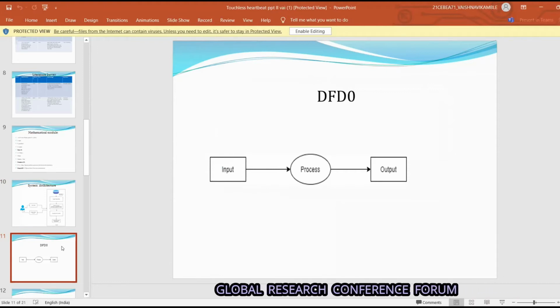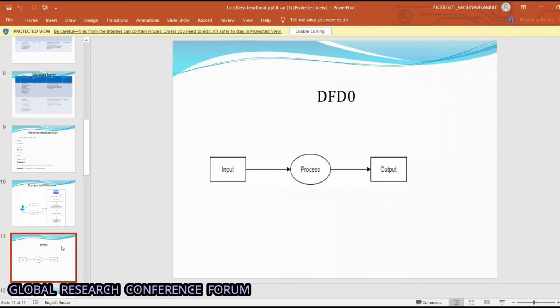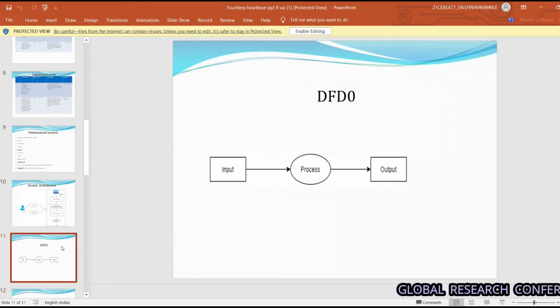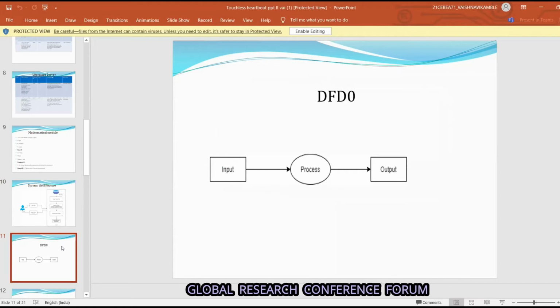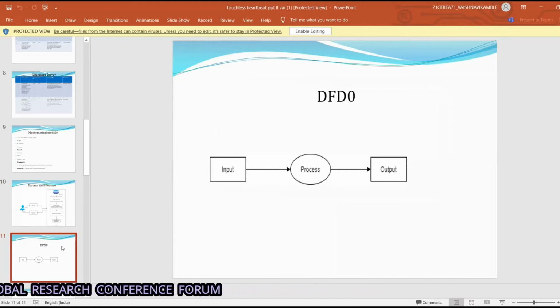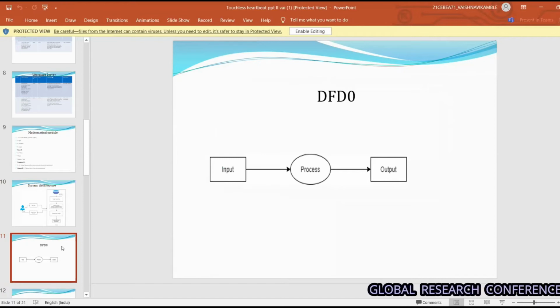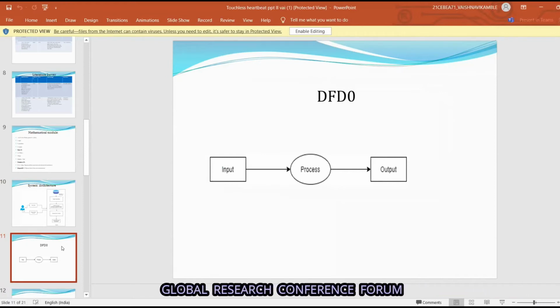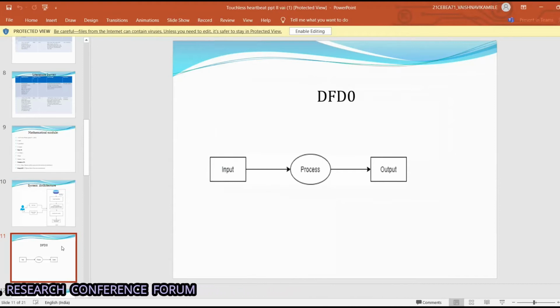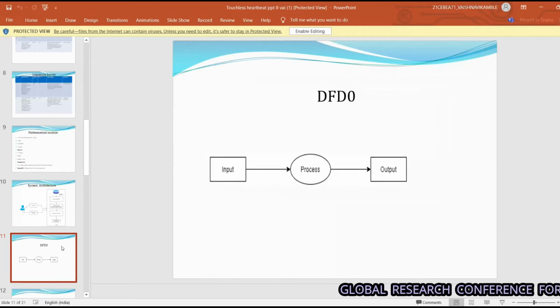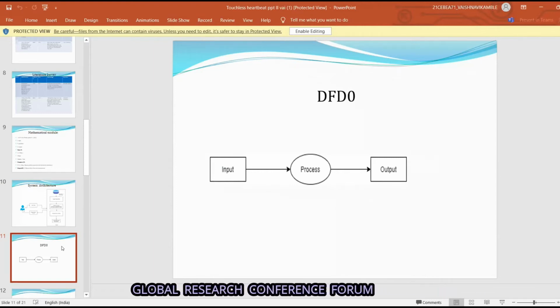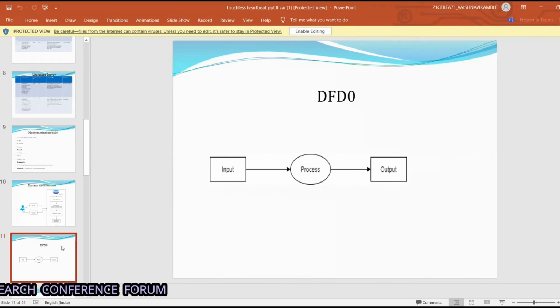Our DFD zero diagram. In this diagram, the user gives the input to the system, and on that image the system does the process of image processing and feature extraction, and later it goes to the Haar cascade algorithm. And then the system shows the output. Next image.